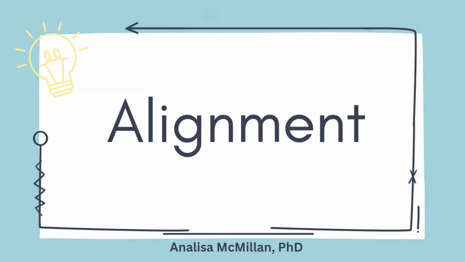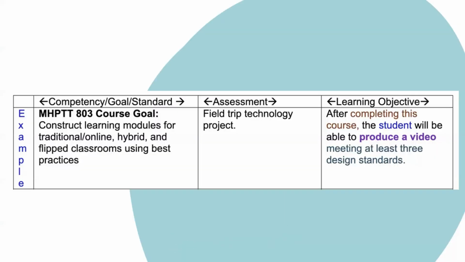Let's go ahead and go through some examples of alignment. So here's an example where you can see I have a competency or a course goal, in this case, an assessment and a learning objective aligned. Now, while you may not notice, they all three have at least something in common.